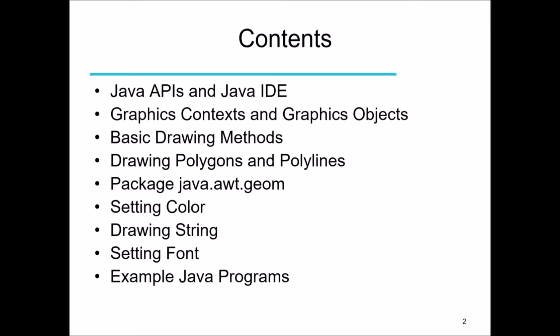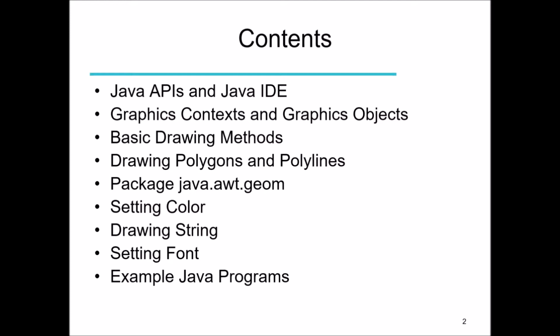Some basic drawing methods. We are going to discuss very fundamental methods to draw the basic primitives, for example a line or a rectangle, and what methods are available to draw these primitives. Drawing the polygon and the polylines. We also will discuss the objects which have many vertices. Polygons mean shapes with many vertices and many edges. Polygons are basically closed shapes, and polylines are not closed shapes. We'll discuss both of them.